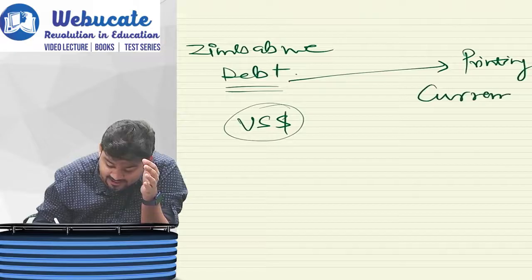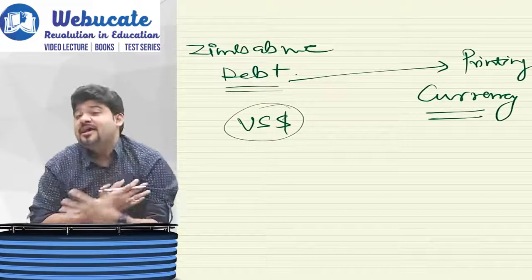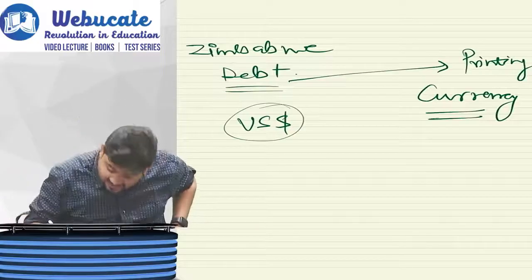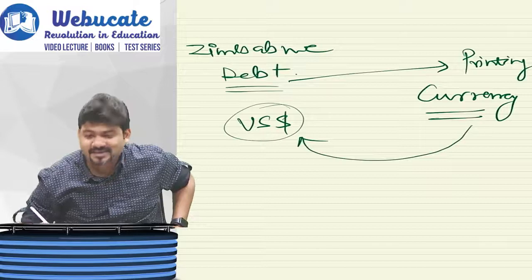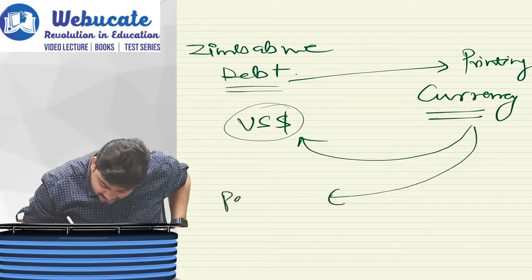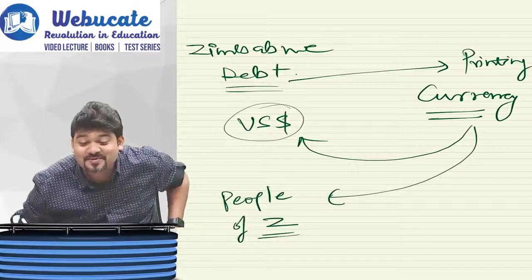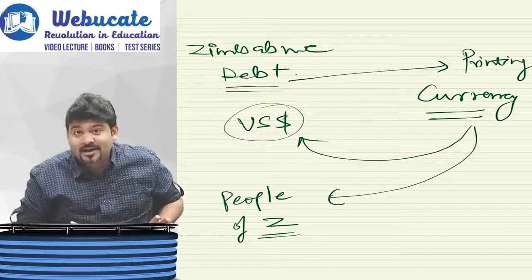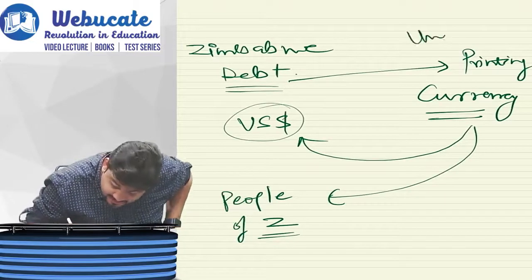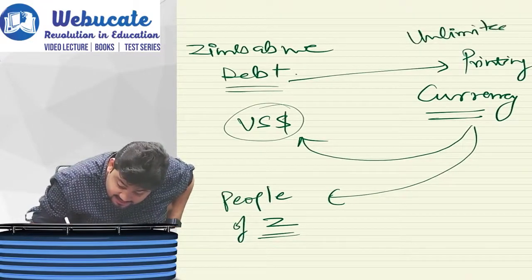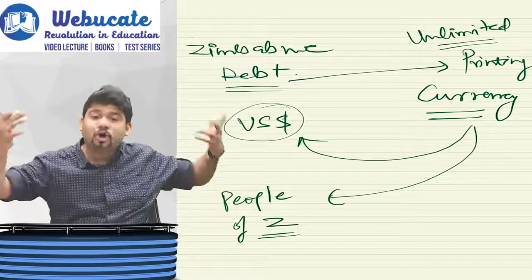They thought, let us print the currency so that once we print the currency, we will have a lot of money, and we will give this money to the US to repay their debt. We will give this money to the people of Zimbabwe. People of Zimbabwe will be very, very happy that yes, we have got a lot of money. As a result of this unlimited printing of currency, as a result of this stupidity, people of Zimbabwe started getting a lot of money.